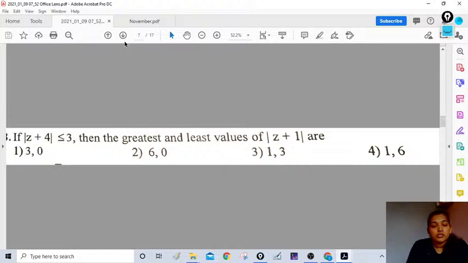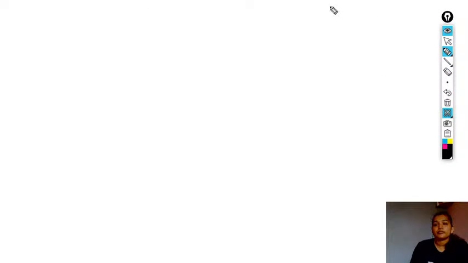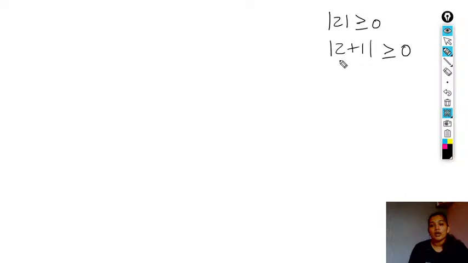Okay, if modulus of z plus 4 is less than or equal to 3, then the greatest and the least values of modulus of z plus 1 are which of the following here in this case? So, as a quick revision, modulus of z value will always be greater than or equal to 0, students. Similarly, modulus of z plus 1 will also always be greater than or equal to 0. So the least value that modulus of z plus 1 can have will be equal to 0.